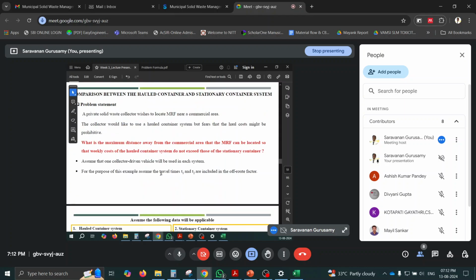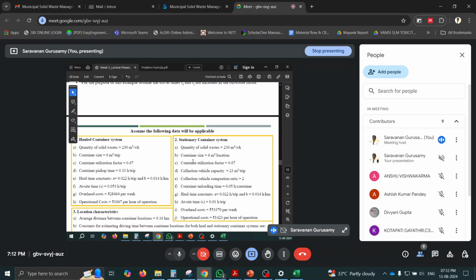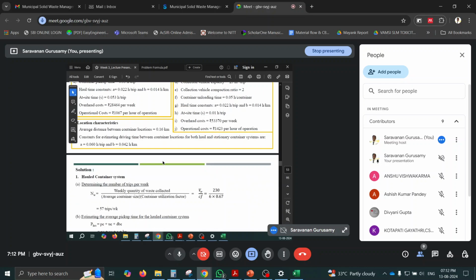In the question itself, they have mentioned that T1 and T2 are included in the off-route factor, so there is no need of T1 and T2. And assume that one collector-driven vehicle will be used in the system, I mean both the hauled container and the stationary container systems. All the data were given for the hauled and stationary container systems. So we are only going to find the X value up to which the hauled container system should be less costly than the stationary container system.